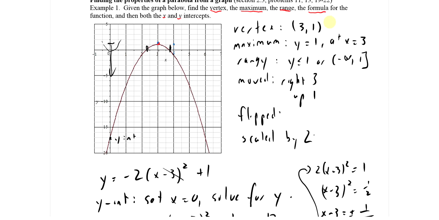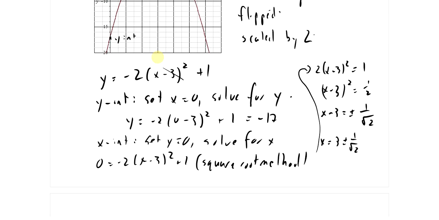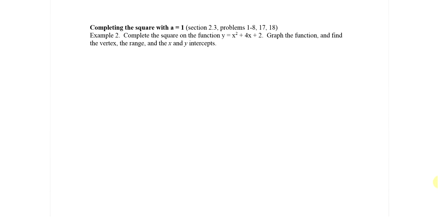Given a graph, you can find the vertex, the range, maximum, how it's been moved. Once you've figured out how it's been moved, shifted, or flipped, or scaled, you can write down the formula. Once you have the formula, you can find the y-intercept and the x-intercept. The nice thing about vertex form is that you can use the square root method to find the x-intercepts instead of having to use the quadratic equation.